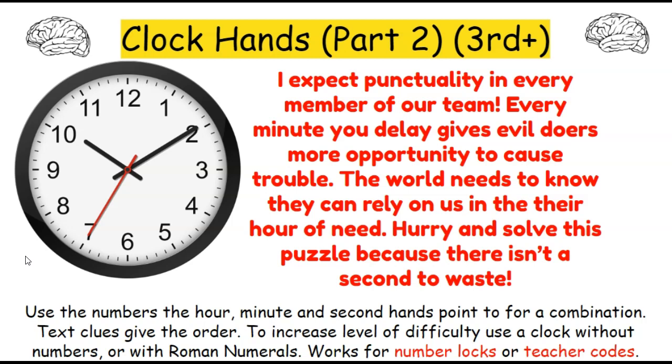In the example that I've given you, it says, I expect punctuality in every member of our team. Every minute you delay gives evildoers more opportunities to cause trouble. The world needs to know they can rely on us in their hour of need. Hurry and solve this puzzle because there isn't a second to waste. So in my clue, the words minute, hour, and second will give you the order. So you'd start with the minute hand, which is over here at the 2. Then we have our hour hand, and that is pointing at the 10. And then it's got our second hand, which is pointing at the 7. So our combination would be 2, 1, 0, 7.